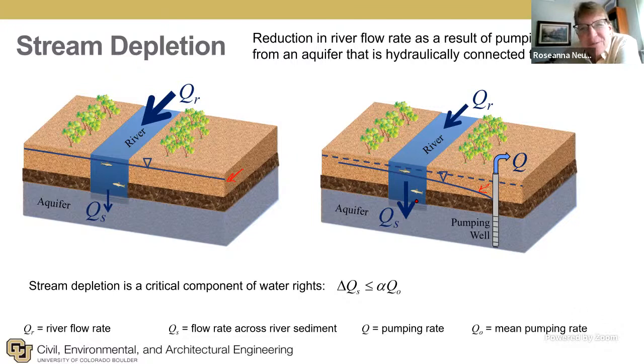So there's more exchange. And that means that whatever flow rate there was in the river is now reduced, because pumping has created an additional exchange of water with the aquifer. That's what we call stream depletion. So the change in that Q sub S due to pumping is what we call stream depletion.